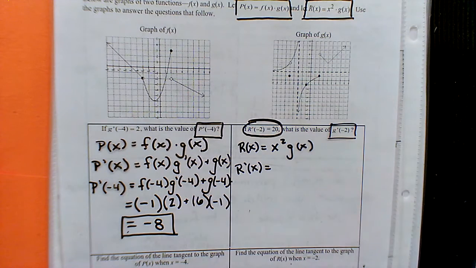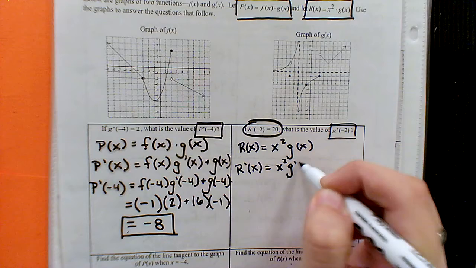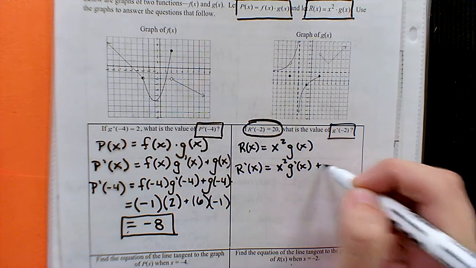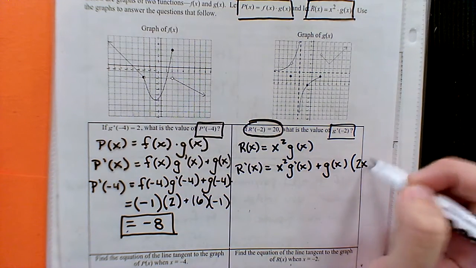Can we go through our product rule because we're multiplying two things together? 1d2 plus 2d1.